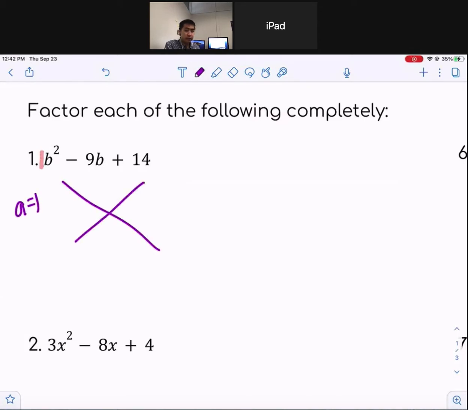And if a is equal to 1, you do your x method. It's what 2 numbers multiply to the top, and when added give you the bottom. That is -7 times -2. And since a is equal to 1, you just use the 2 side numbers as your factors.